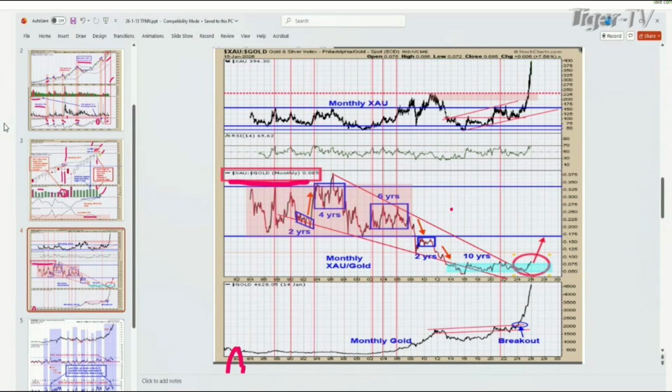Yeah, this is the miners. So here's the chart. Gold's actually been rallying since 2024, and the gold miners have been lagging.